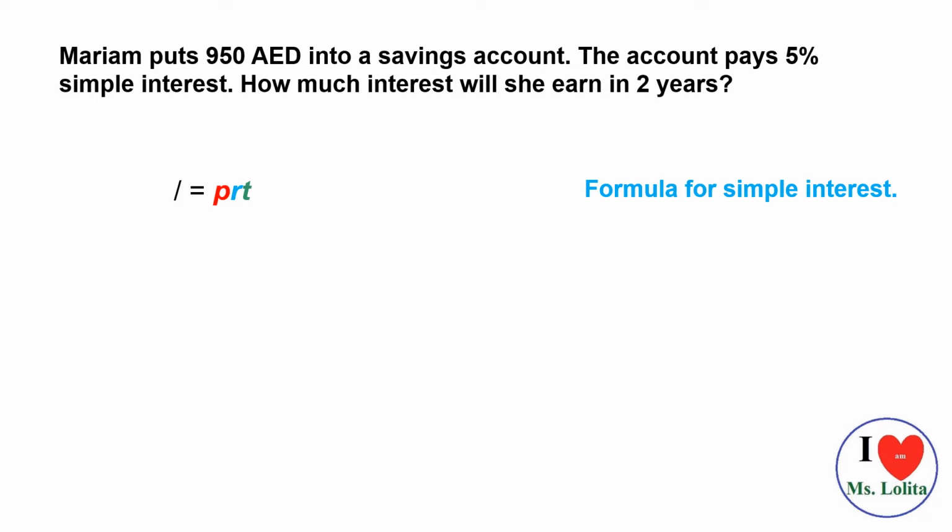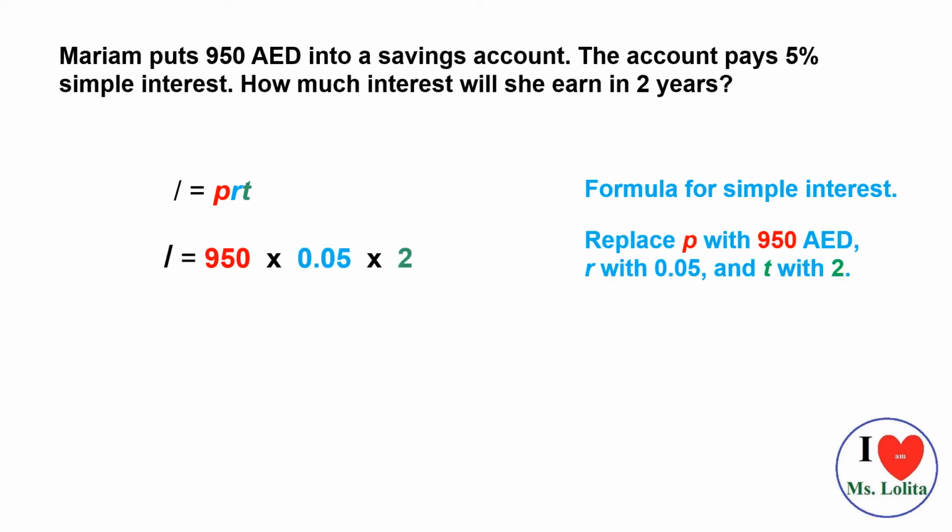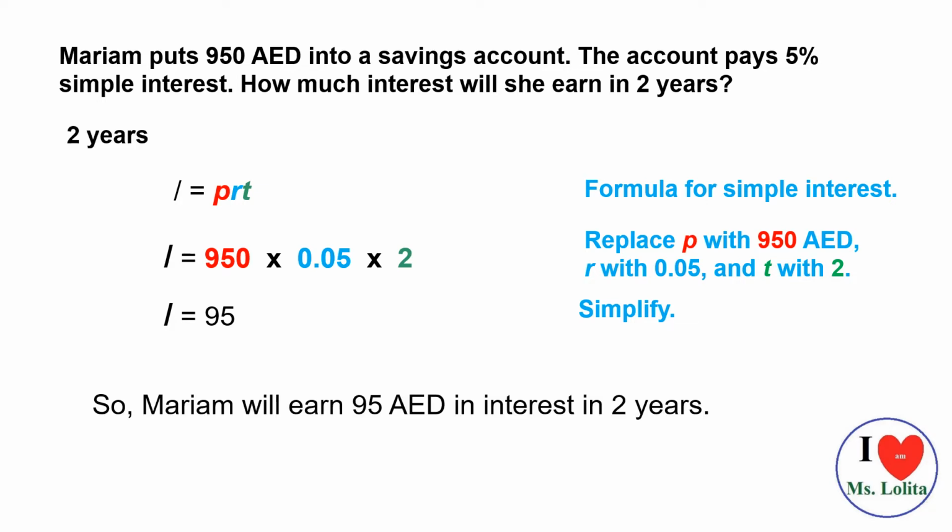We are going to apply the formula for simple interest. I is equal to PRT. We are just going to replace P with 950 dirhams, R with 0.05, wherein 5% divided by 100 will give us 0.05, and T with 2. So, I is equal to 950 times 0.05 times 2. To simplify, it will give us I is equal to 95. So, Mariam will earn 95 dirhams in interest in 2 years. It is easy, right?